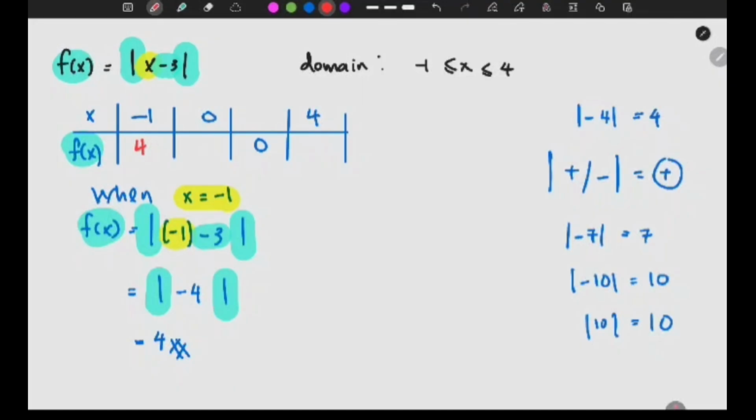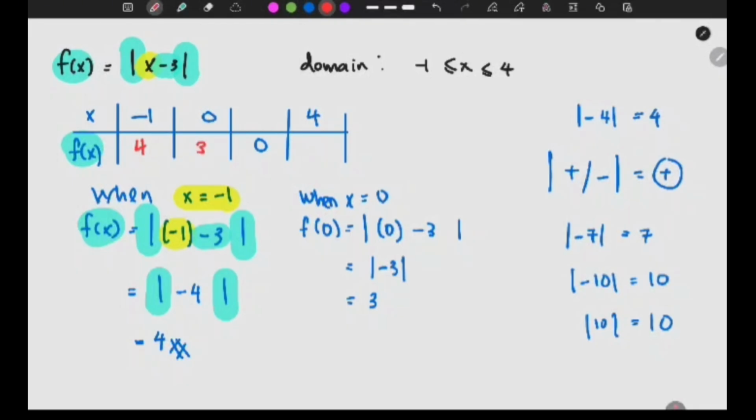Now let's move on to the next one. So now your x is 0. So let's substitute when x is 0. Don't forget your modulus, and your x, you replace with 0, minus 3. So 0 minus 3 is -3, and the modulus of -3 will be +3. So far so good. I hope I'm not going too fast.